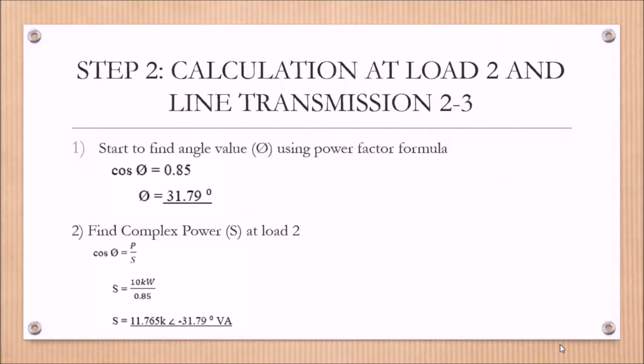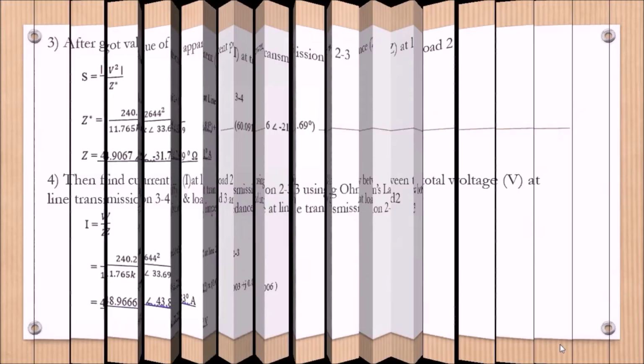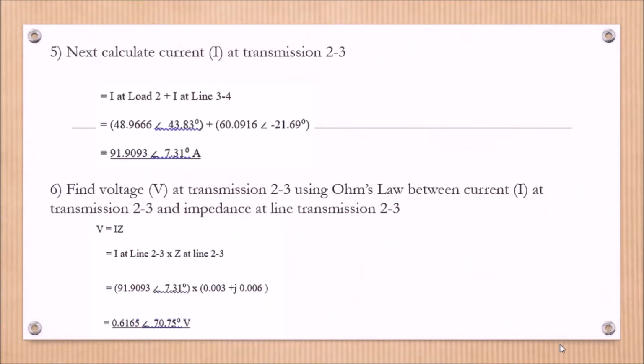Next, we proceed to step 2, calculation at load 2 and line transmission 2 to 3. First of all, we start to find the angle using power factor formula. We can find the complex power by using cos theta equal to P over S. After we got the value of apparent power, we find the impedance at load 2, where S equal to V square over Z conjugate. We find the current at the load 2 using Ohm's law between total voltage and line transmission 3 to 4 and load 3 and impedance at load 2.